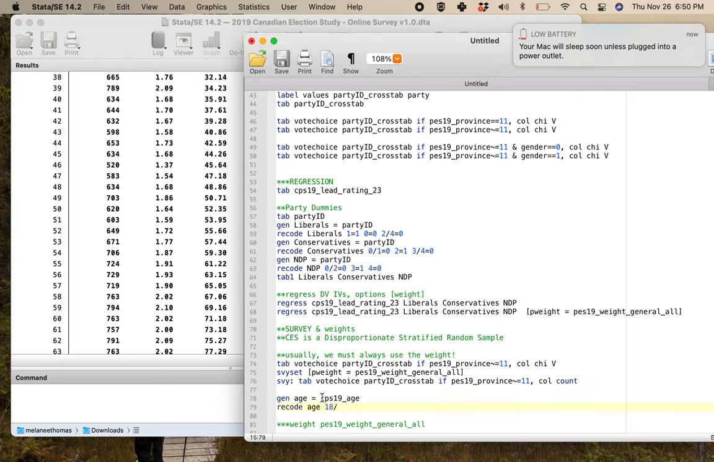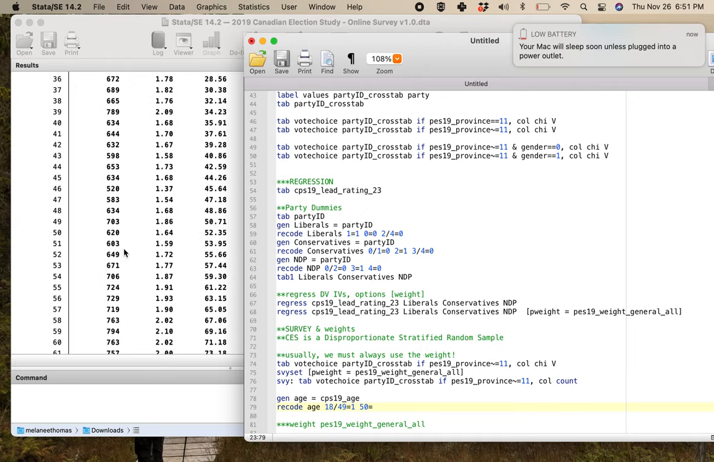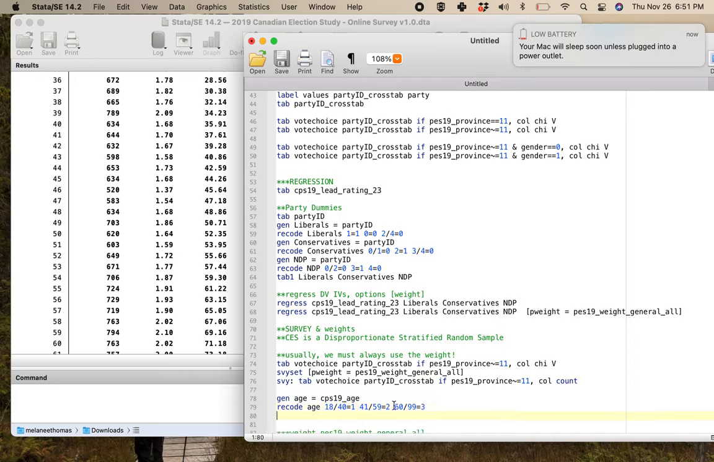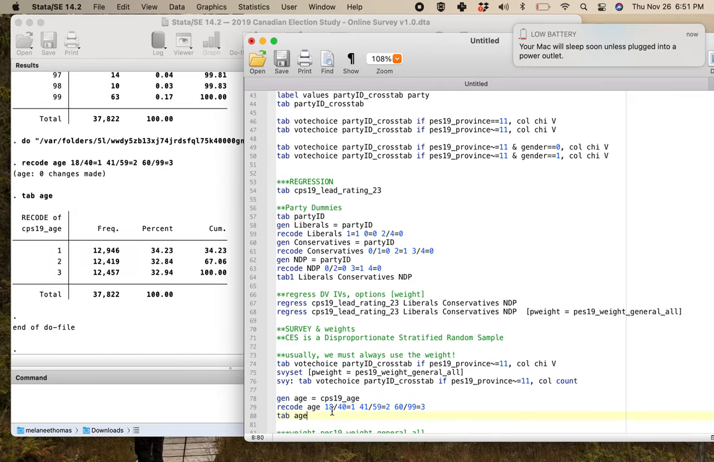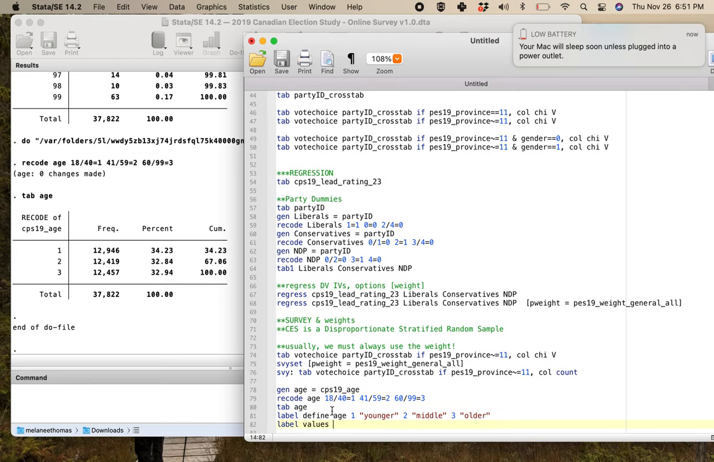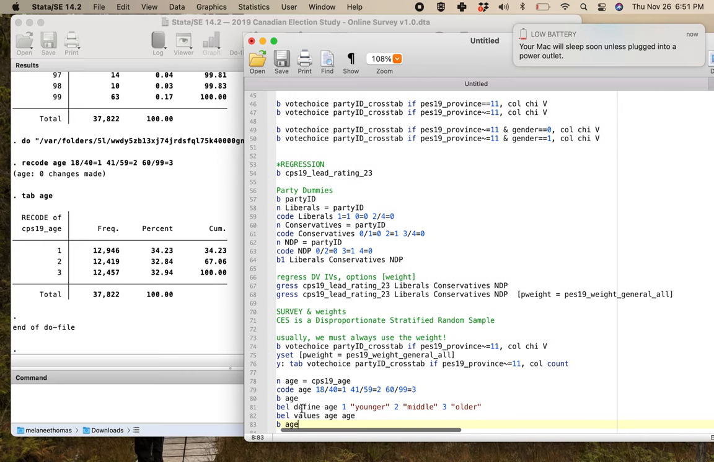Recode age. What did I say? 18 to 40 equals 1, sorry, and then it's going to be 41 through 59 equals 2. And then it's 60 through 99 equals 3. Okay. Tab age. Here we are. That's okay. Label define age 1 equals younger, 2 is middle, 3 is older. Label values age, tab age. Okay.